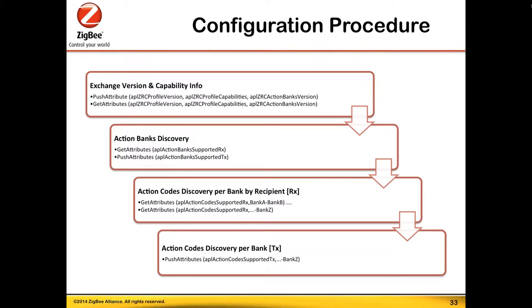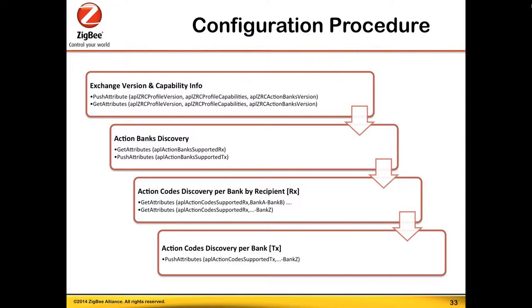This is basically diving deeper into the configuration procedure. If you look at step number 1, where the version and capabilities are exchanged, you'll notice that the exchange happens in both ways. So both sides will get to know each other a little bit better. Then the action banks are discovered.